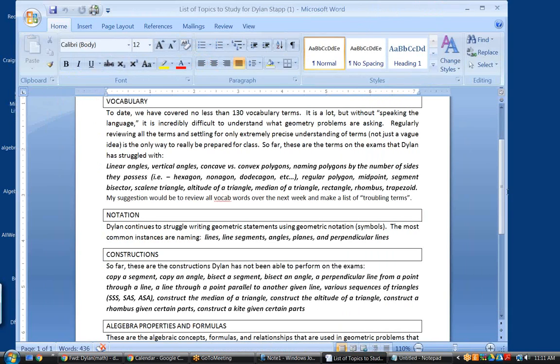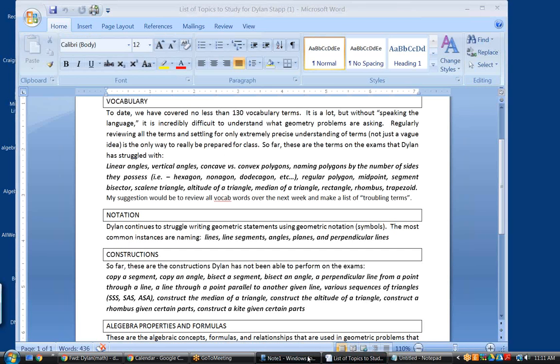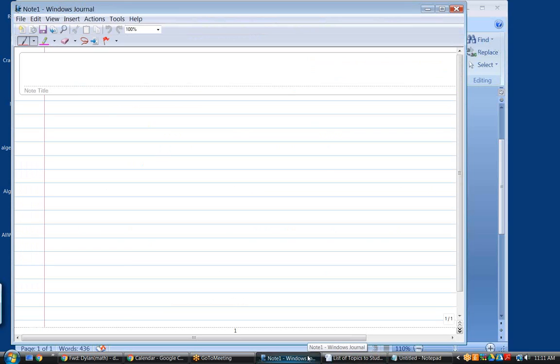Perfect. All right. What are linear angles? Linear angles are like two angles that are like... Here, let me draw a couple situations here. Ooh, hold on a second. I got the wrong thing open. This is not what I want to write in. This is here. All right.